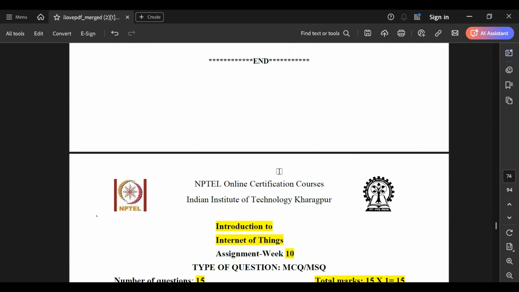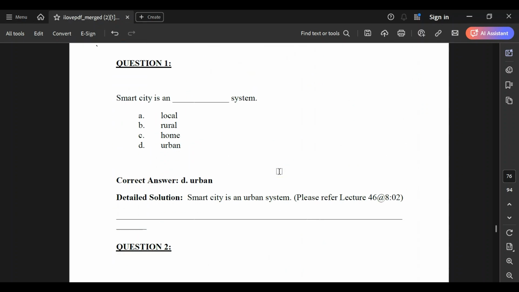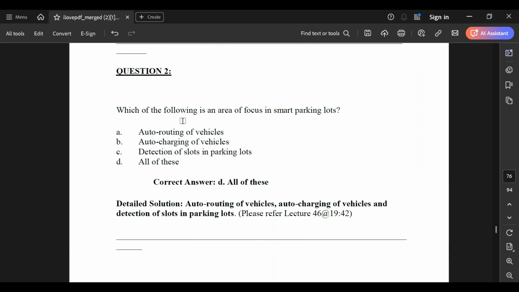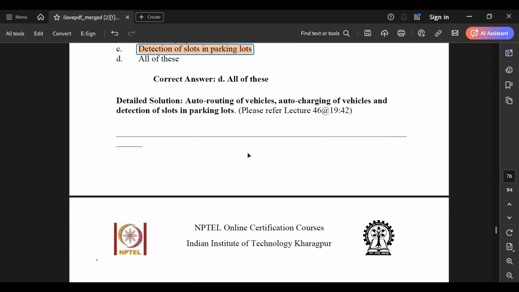Moving to the next assignment we have. The first question: a smart city is an dash system. So it is an urban system. Which of the following is an area of focus in parking lots? Auto routing of vehicles, auto charging of vehicles, and detection of slots in the parking lots. So all of these are there.